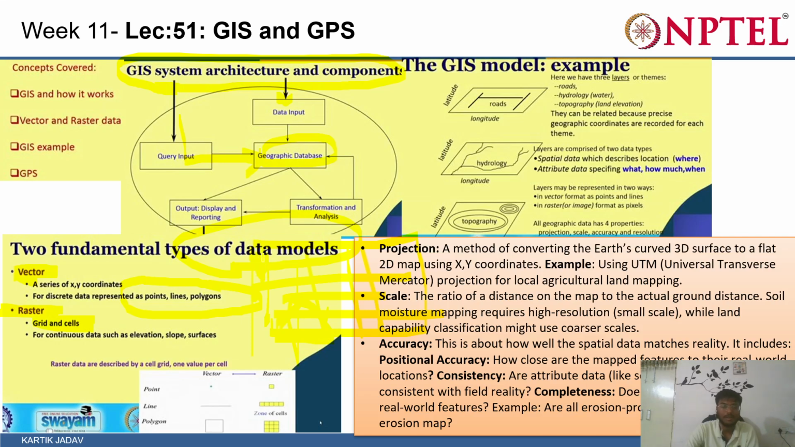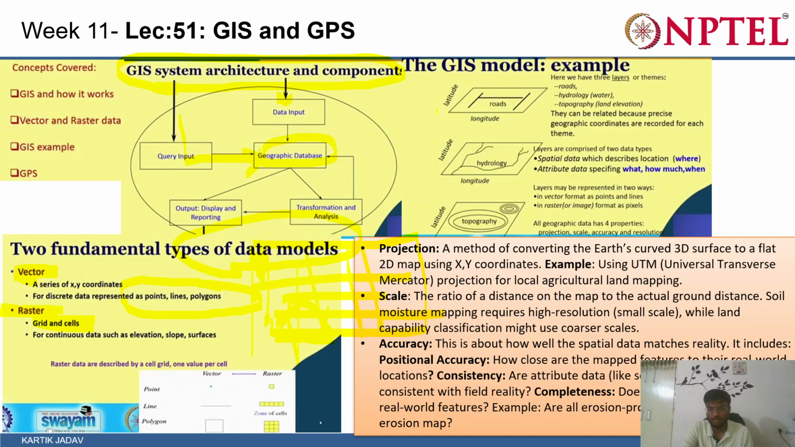Those cells have a predefined size, and we generally use raster for continuous data. And what is continuous data? That is either elevation, slope, or also rainfall data, because it varies spatially.